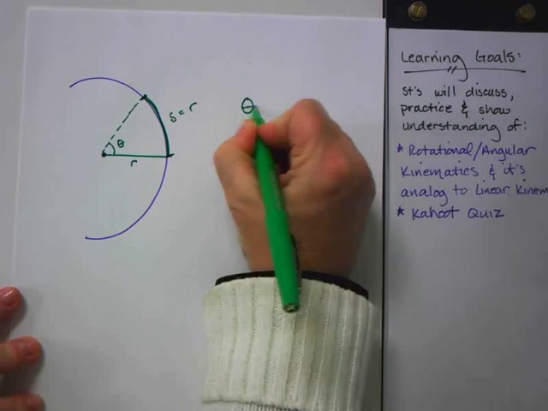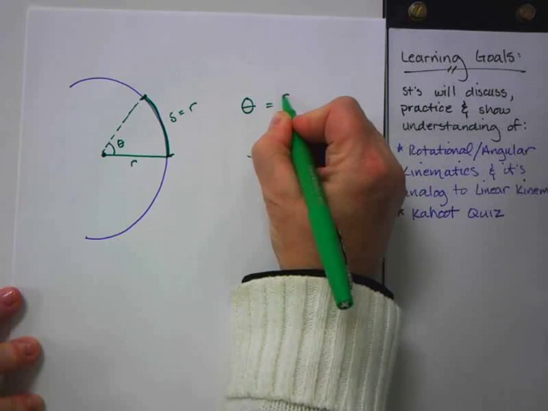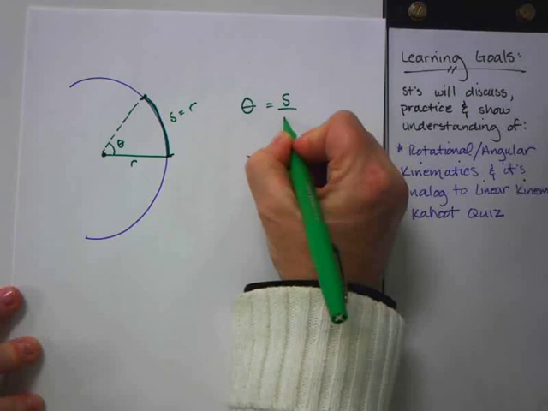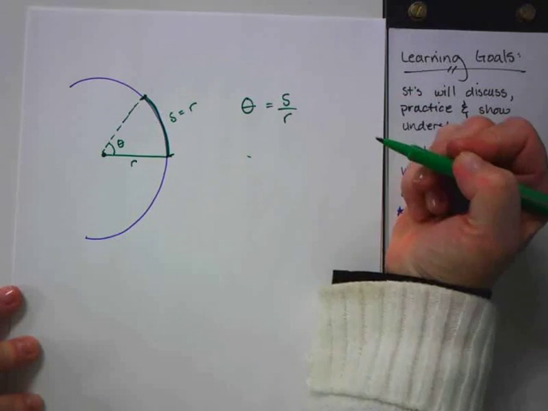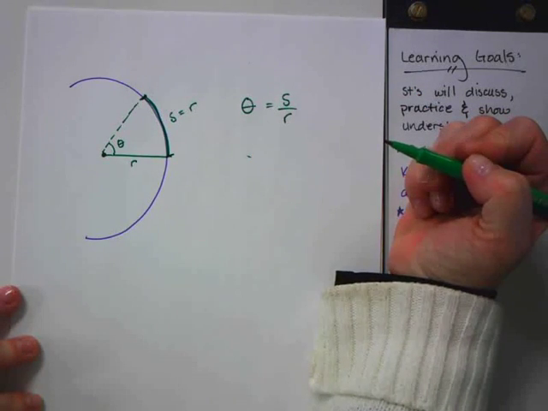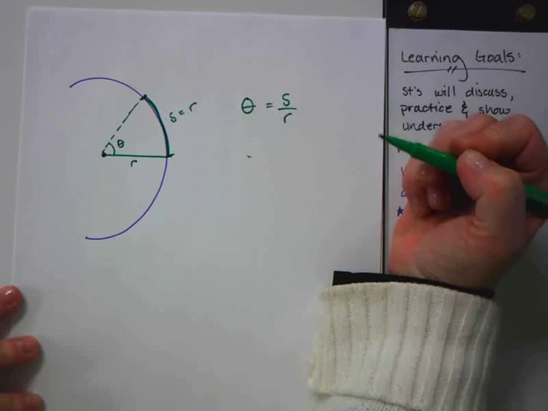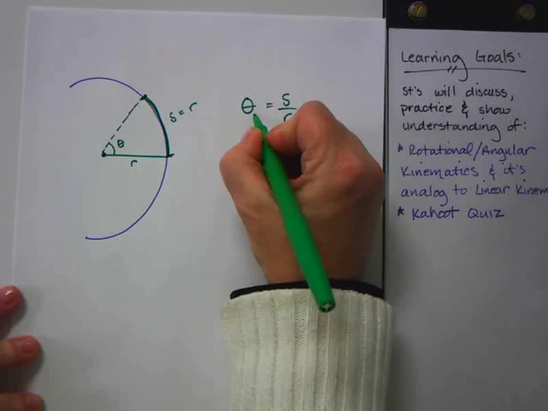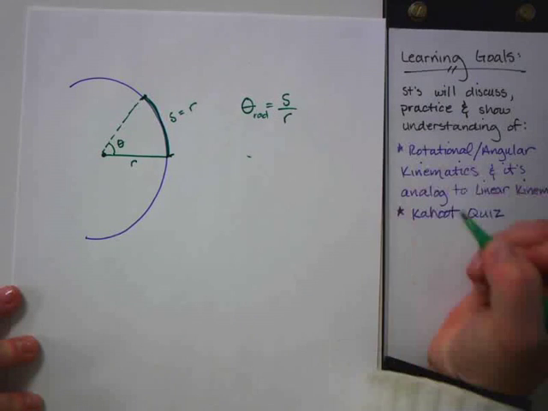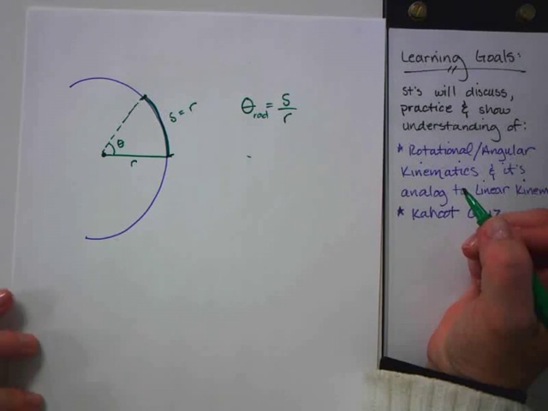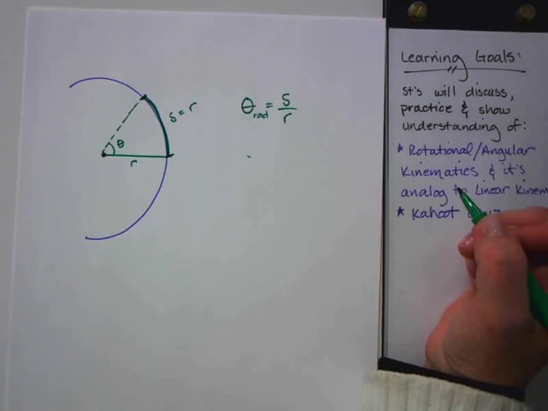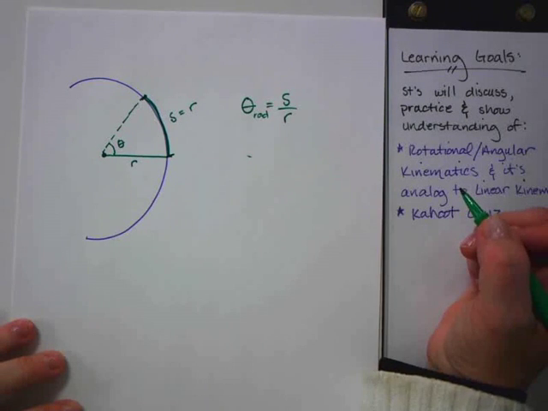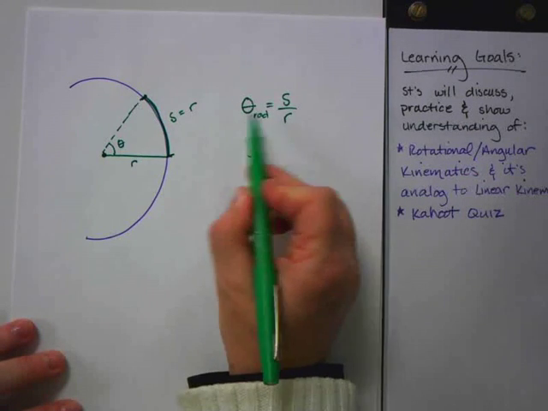This ratio of arc length divided by radius, what number value am I going to get when I do that? 1. So theta is 1 radian. That's the definition of a radian. Okay? So 1 radian is a little over 57 degrees. It's just how they're defined. Okay? Everybody fine with that?